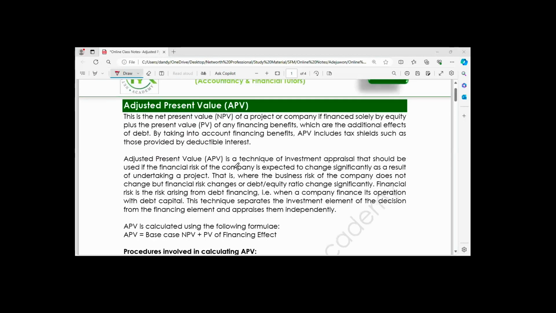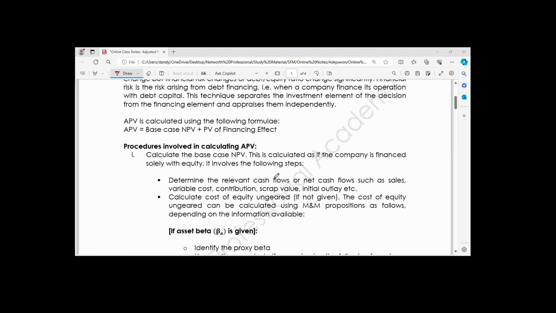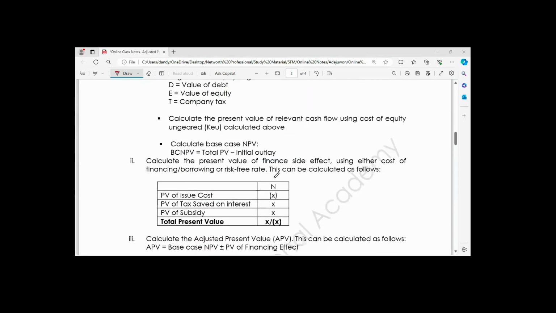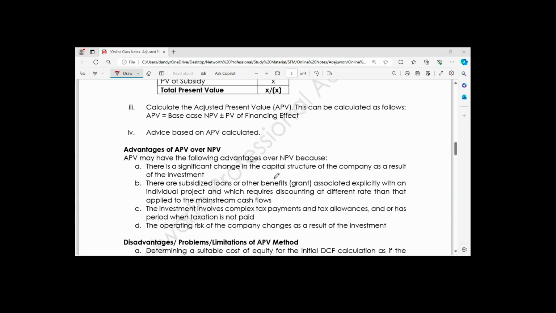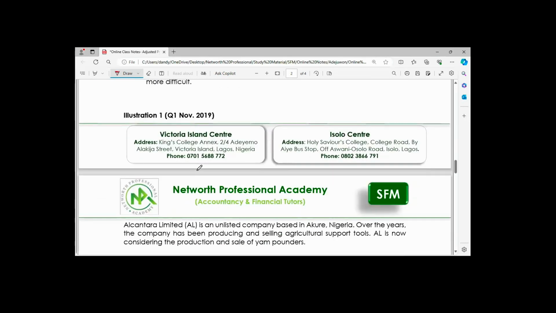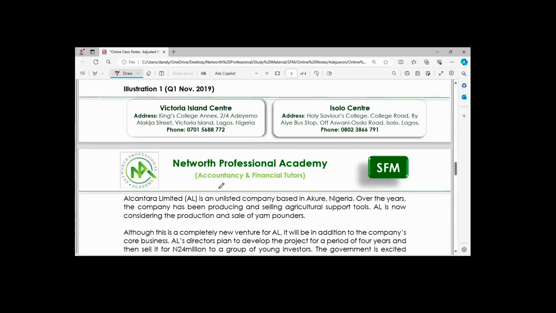So once you already have the material, and I believe you have gone through this, by now you would have gained one or two things. So you can go back to your material and read more. You're going to read about the advantages and disadvantages of adjusted present value. All right, go and read it. There was a particular question in a diet when ICAN was asking this. It's a sub requirement. So please do well to go through them. All right then, so let's have this illustration.